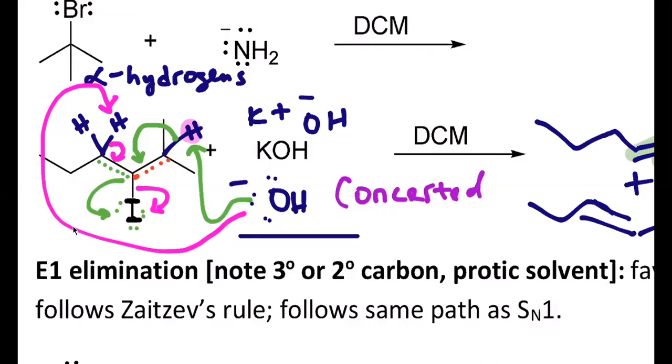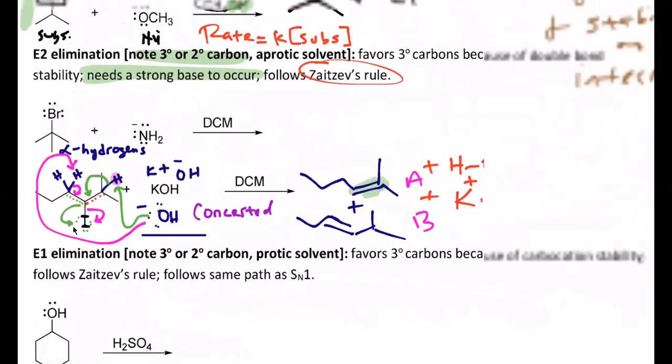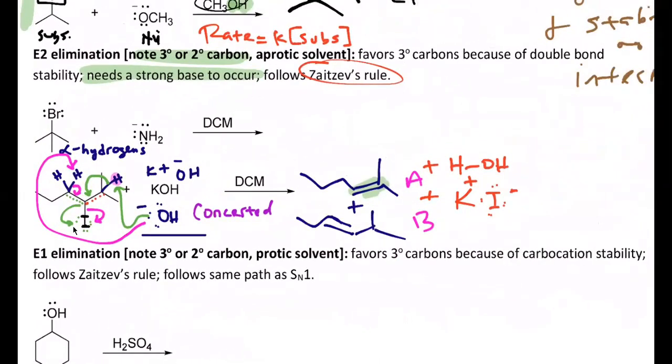All right. So again, in order for E2 to happen, you need a strong base present, right? So the fact that it is concerted, what is that? Which one of the mechanisms that we've already studied is this related to? I don't want to say similar because it's not the same mechanism, but it's related to which one? What do you think?